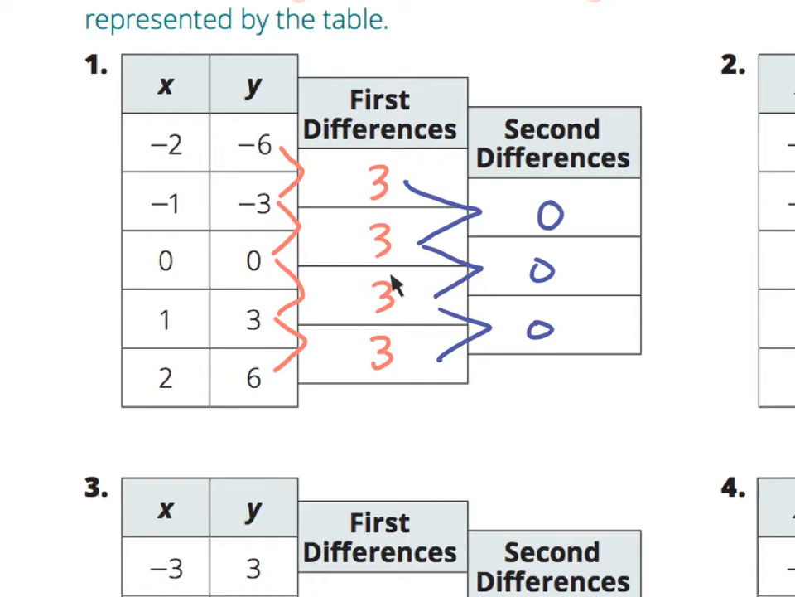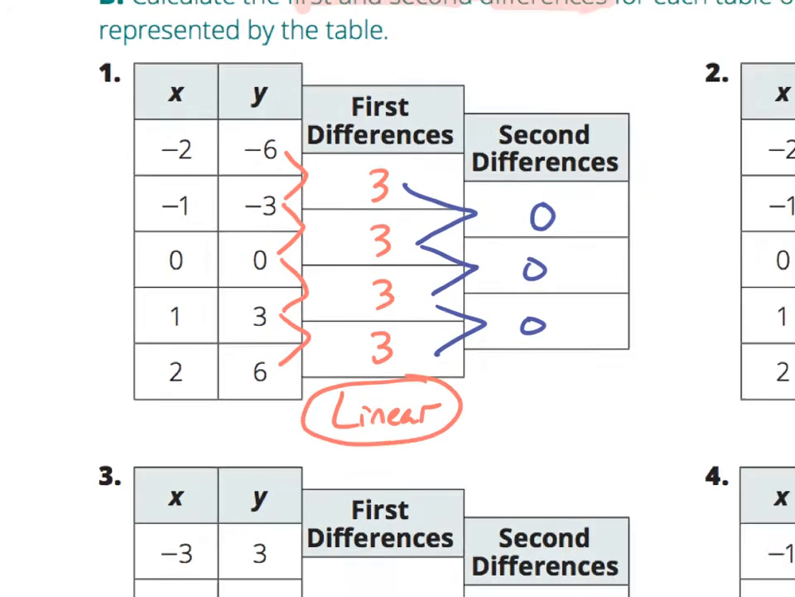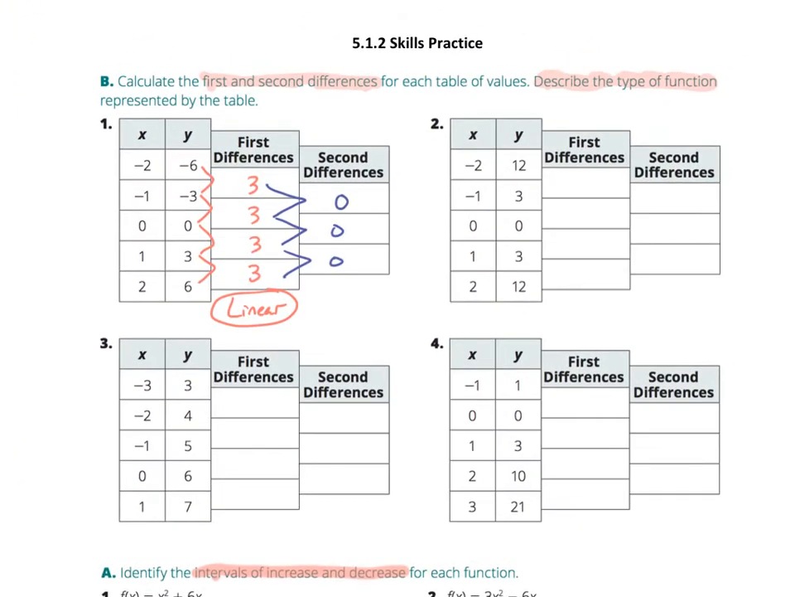If the first differences are different, and then the second differences are the only ones that are the same, it's quadratic. So we're looking right here, and as soon as we see the first differences are the same, we know that this one is linear. And that's our answer for number 1. That's how you do these 4 problems. Do the first differences and the second differences, and then tell me if it's linear or quadratic.